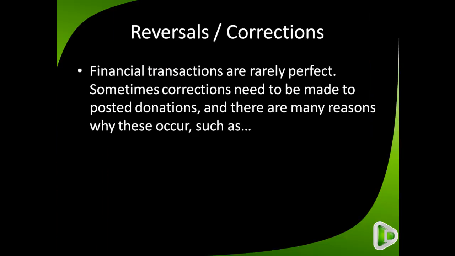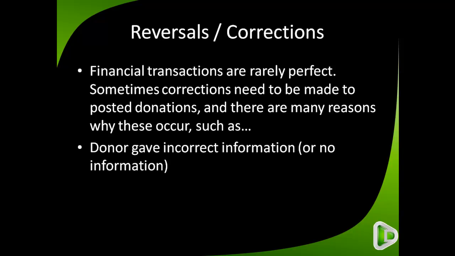Financial transactions are rarely perfect. Sometimes corrections need to be made to posted donations, and there are many reasons why these corrections occur, such as the donor gave us incorrect information, or sometimes no information at all. When your ministry receives donations through a bank transfer, it is very likely you'll receive a contribution through the bank and you have no idea either who the donor is or who the staff member or designation is, and you'll have to enter the contribution and then correct it later.